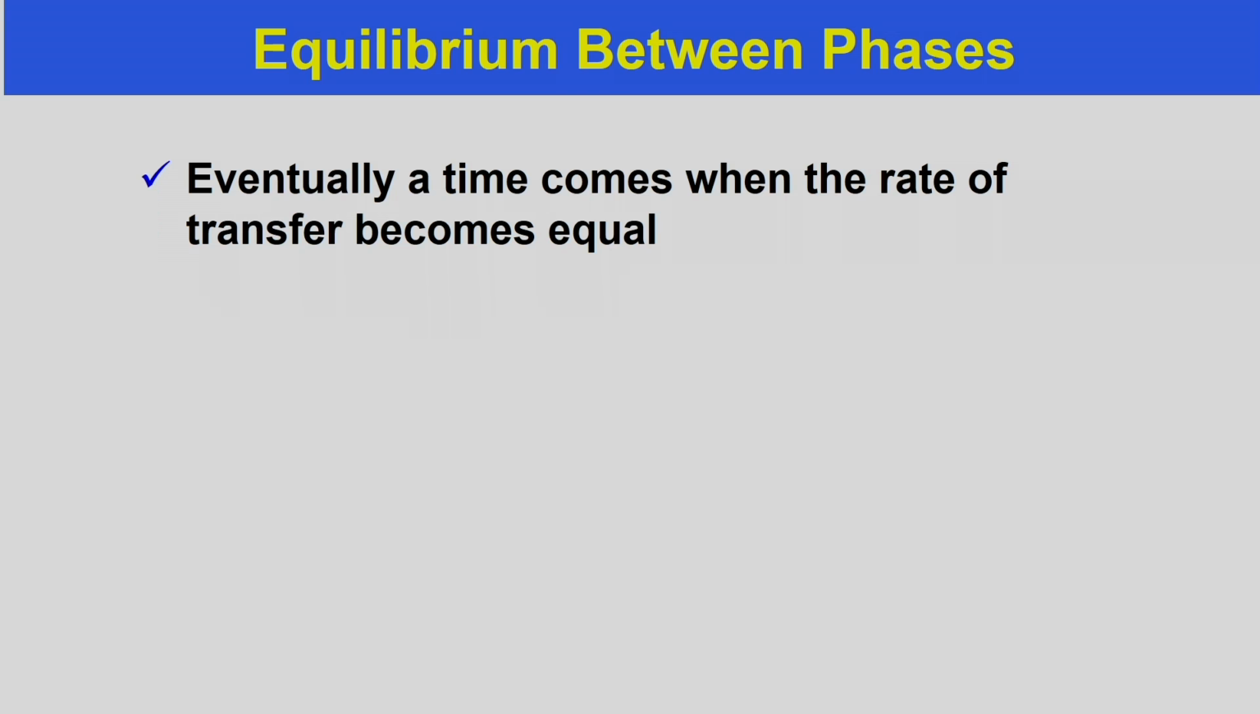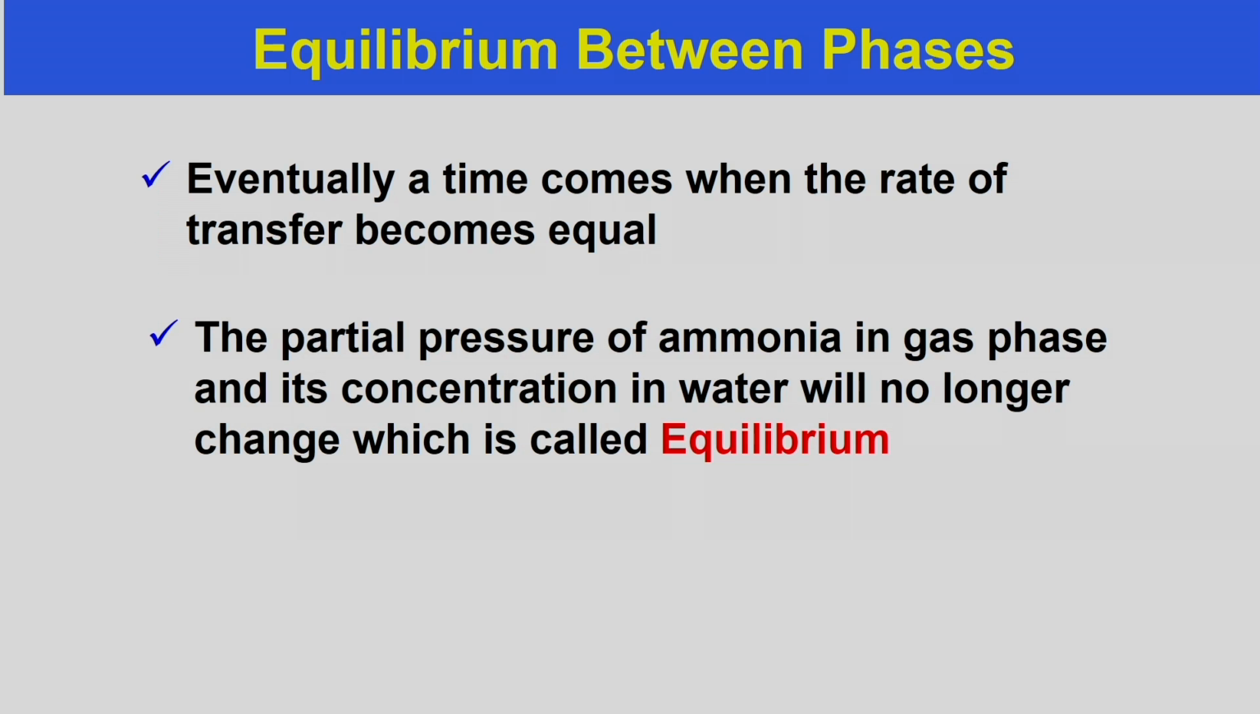That means the transfer of solute from the liquid phase to the gas and from the gas phase to the liquid will be equal. The partial pressure of ammonia in the gas phase and its concentration in water will no longer change, which is called equilibrium. So, if we measure the partial pressure in the gas phase and the concentration in the liquid phase, it will not change when the system reaches equilibrium.